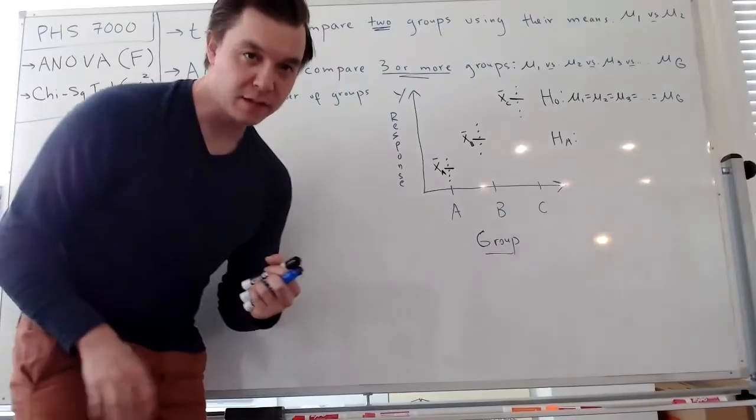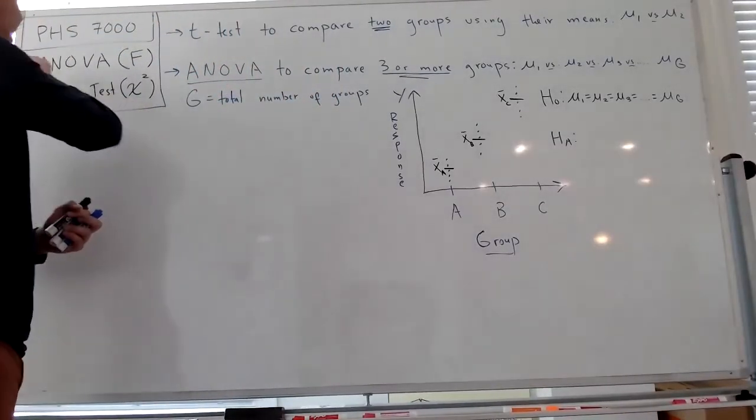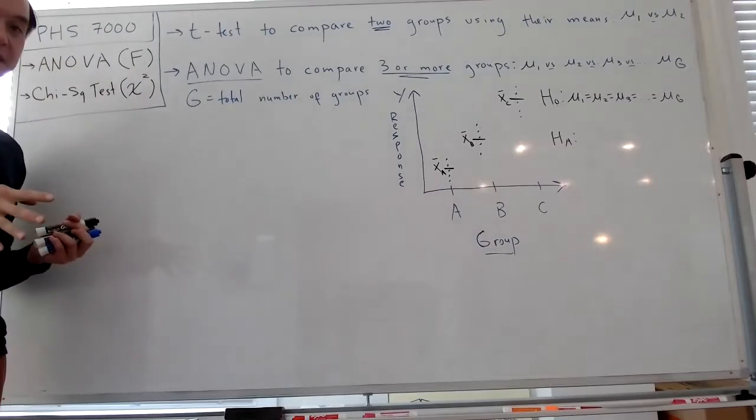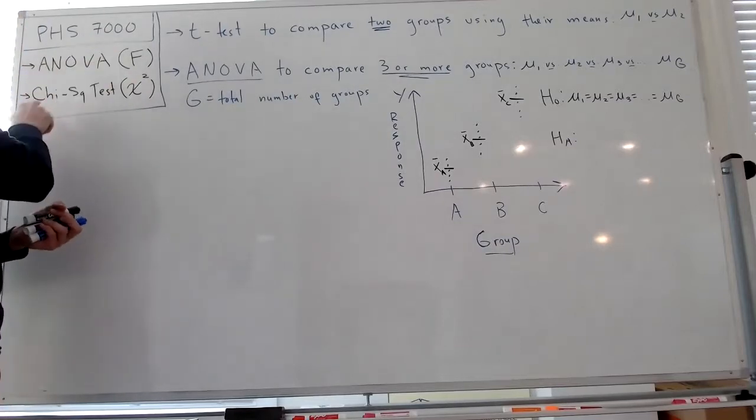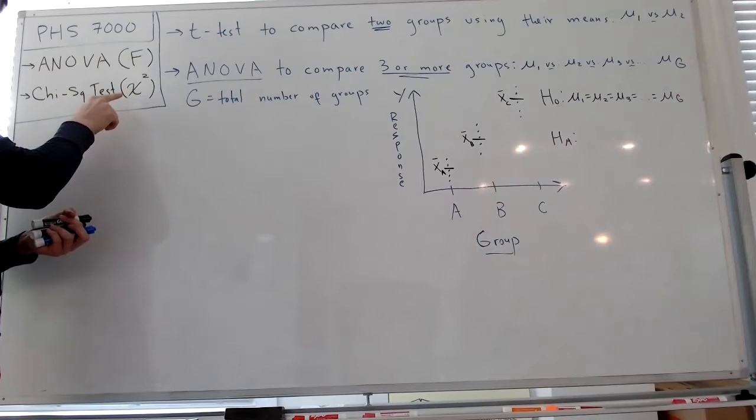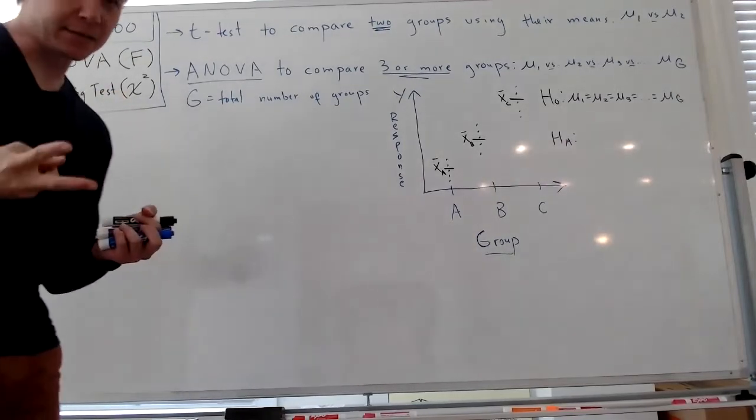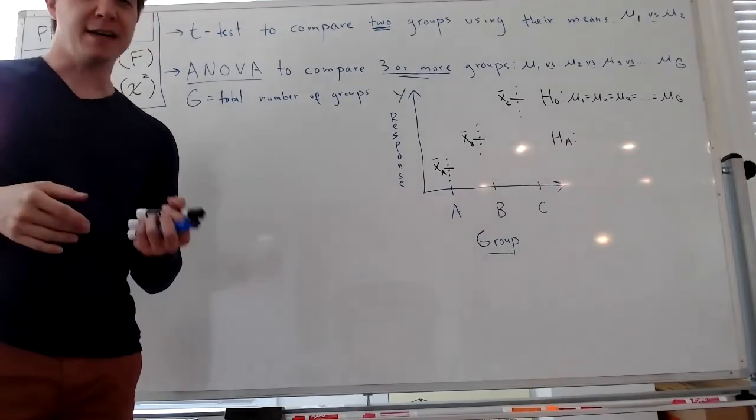Hey everybody, welcome back. Today we're going to be looking at two different statistical tests. One is called the ANOVA and the other one is called the chi-square test. So this is going to be a series of two different shorter videos.